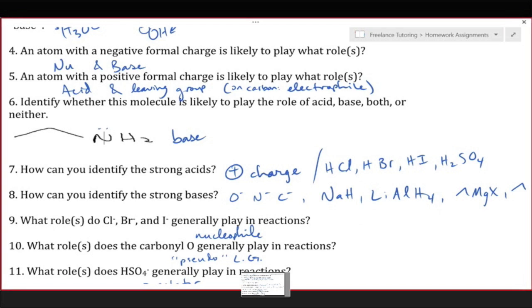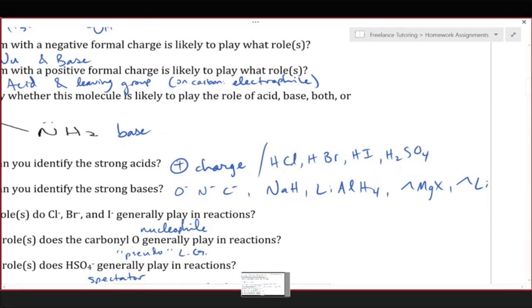How can you identify strong bases? O minus, N minus, C minus. Let's see, what was that last thing off to the right? Alkyl lithium. Excellent. Yeah. All right, that's exactly what I was going for too. It's a little bit harder to identify the strong bases, but that's what you have written down there is basically what you need to have memorized. So that's good.